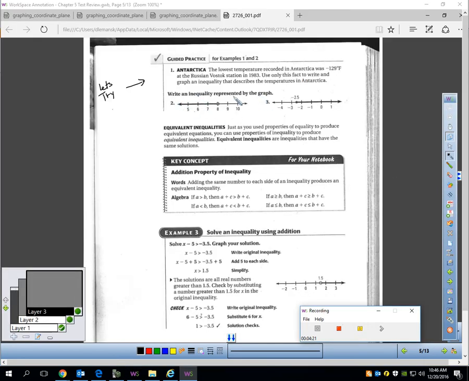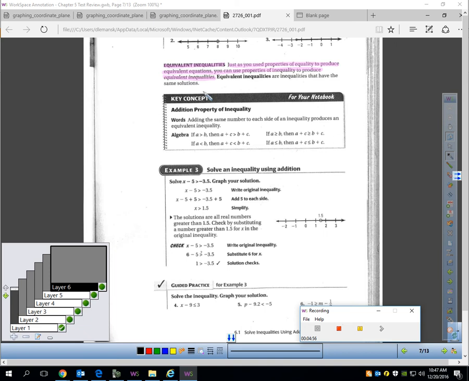We should also be able to look at a graph and write an inequality. Like if you look at number 2, this graph is showing the x values less than 8, so there would be an inequality, x less than 8. Or in this third example, this is showing a picture of inequalities that are equal to negative 2.5. Can you see how it's a closed circle? So x is greater than or equal to negative 2.5 would be the correct inequality for that.